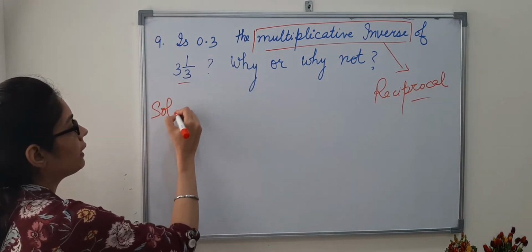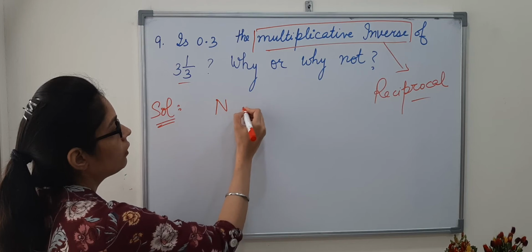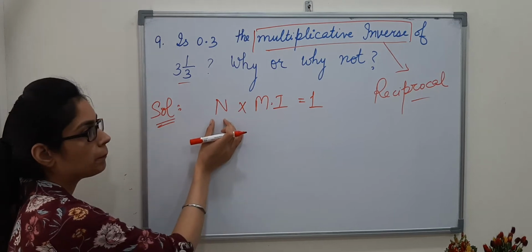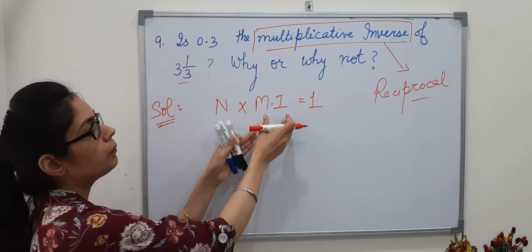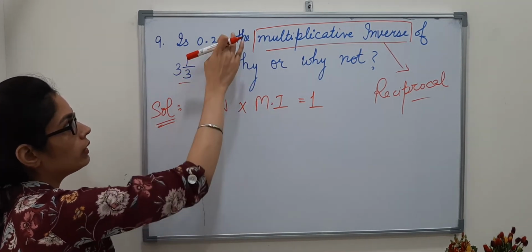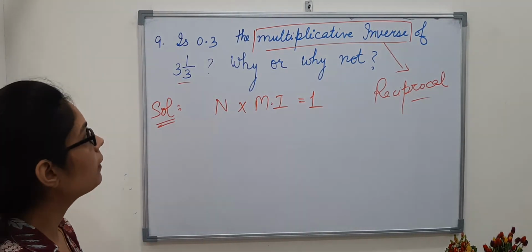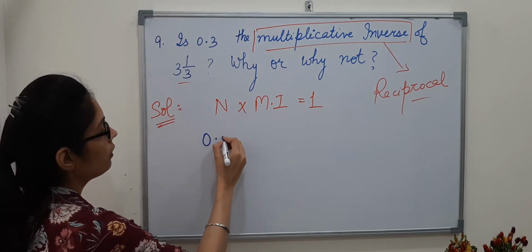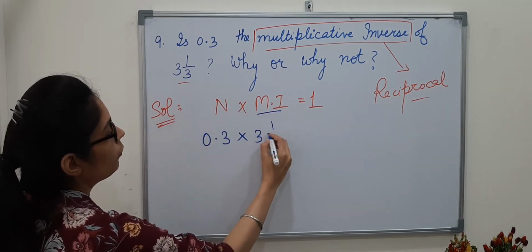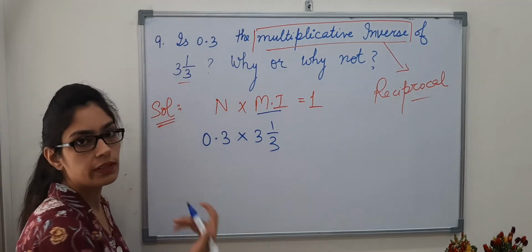I have done one property for multiplicative inverse. Like if I am multiplying a number with its multiplicative inverse, I am getting 1. This is my number, and if I am multiplying that number with its multiplicative inverse, my answer is 1. So let's use this property and find out whether these two numbers are multiplicative inverses of one another or not. Let's start. So my original number is 0.3. Now the given number, the multiplicative inverse, is this, 3 into 1 by 3. Both the numbers, one is written in decimal form and the other one is written in mixed fraction.